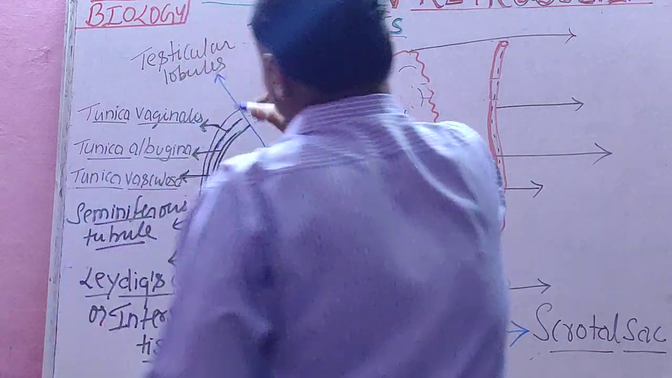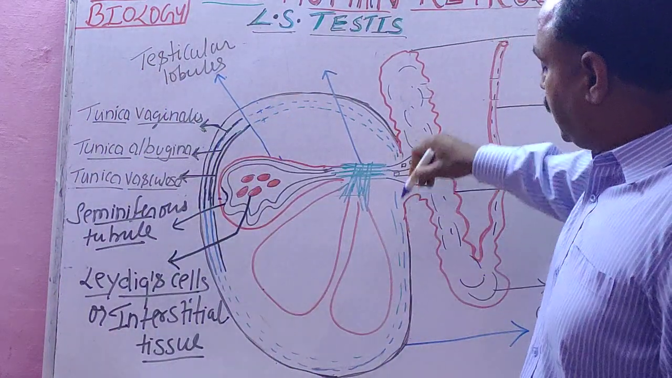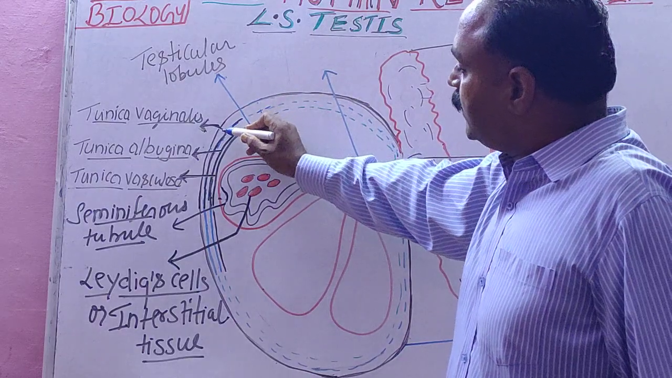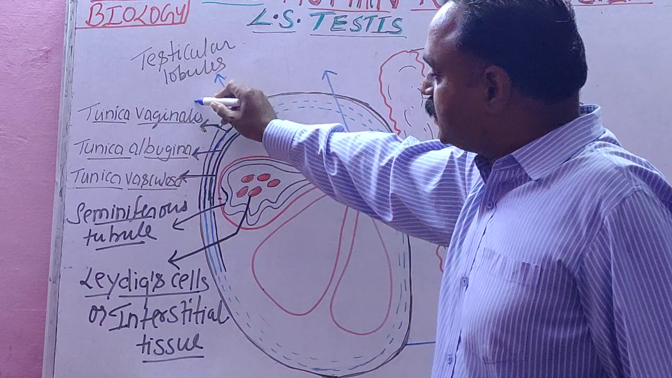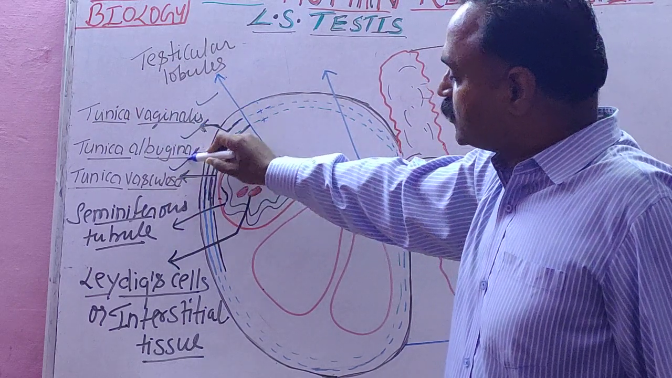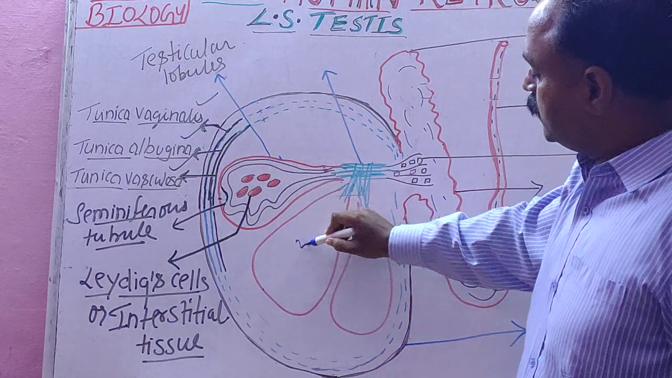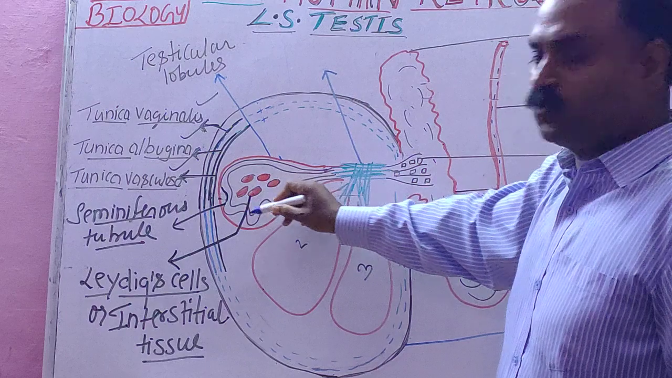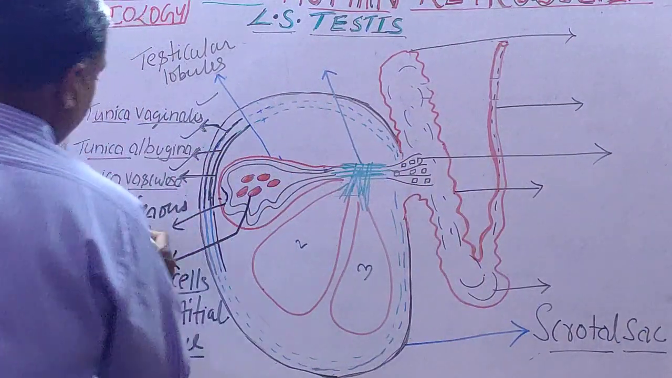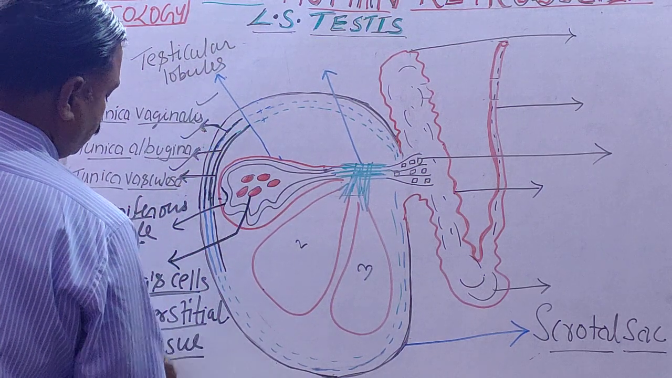So student, this outermost layer, the sac, is called scrotal sac, and inside that the outermost membrane is tunica vaginalis, second one is tunica albugina, third one is tunica vasculosa, and then student, these are testicular lobules. And when we see testicular lobules in detail, there are seminiferous tubules. Within this, these are Leydig cells or interstitial tissues.